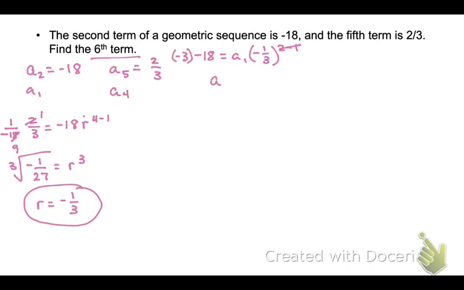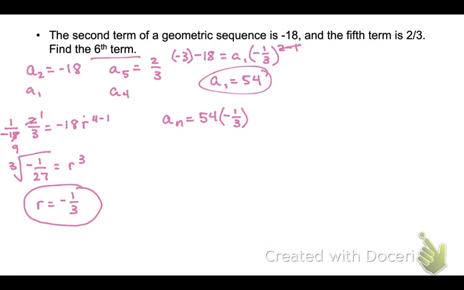So a sub 1 is what? 54? Right? 24 carry a 2? Okay, so a sub 1 is 54. So a sub n equals 54 times negative 1/3.